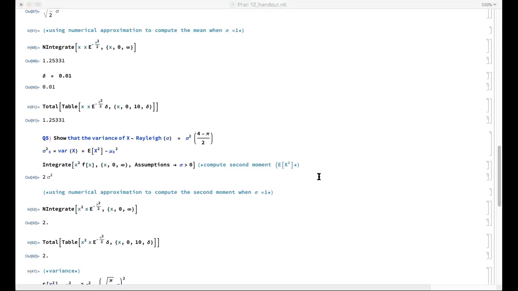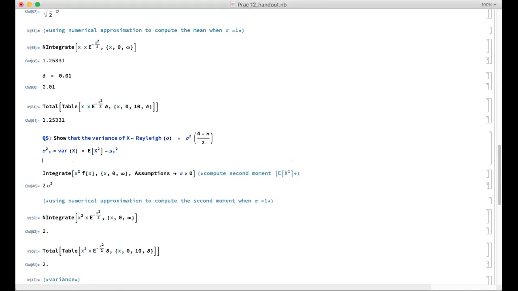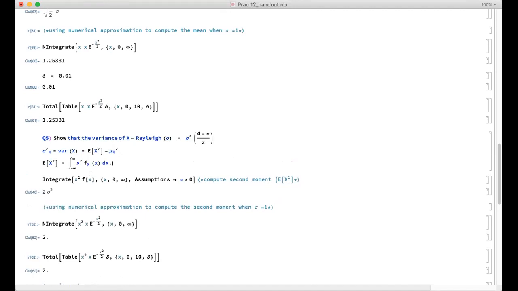So the expected value of x squared is the second moment, which you should be able to find using integration again, where fx is the PDF again. Okay, so first thing is you should evaluate this integral. Okay. How would you do that?